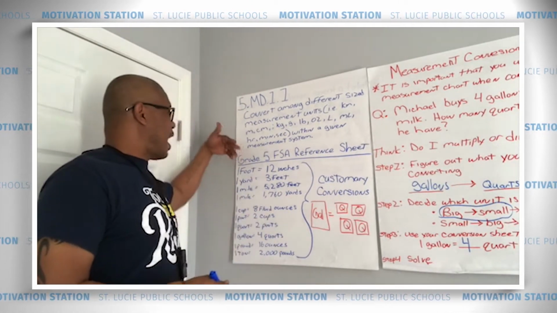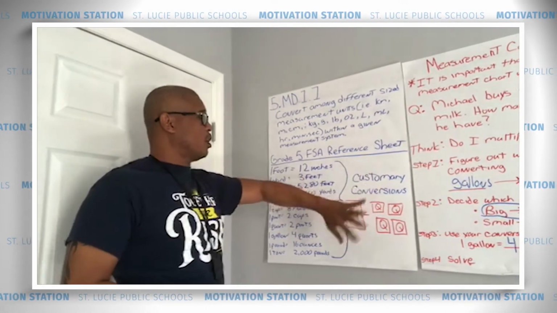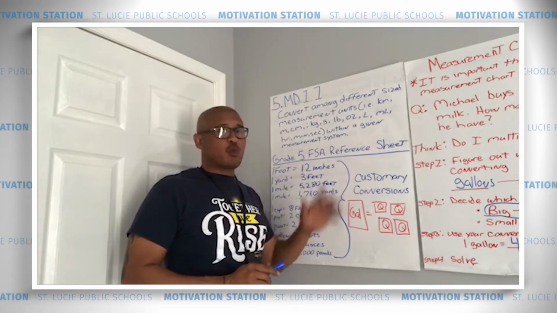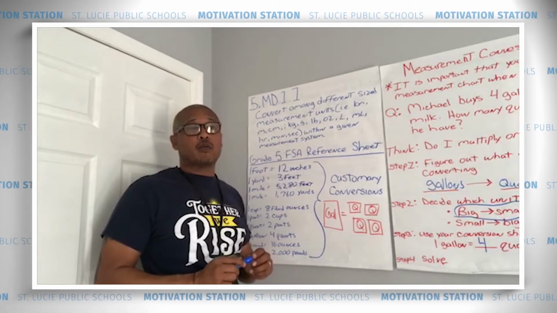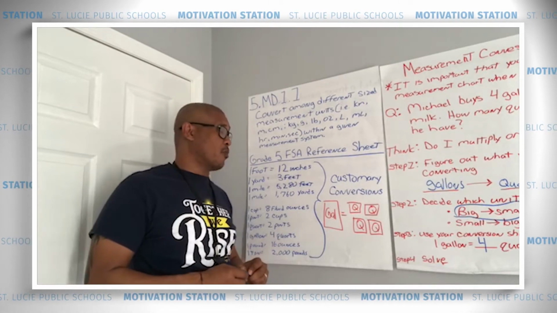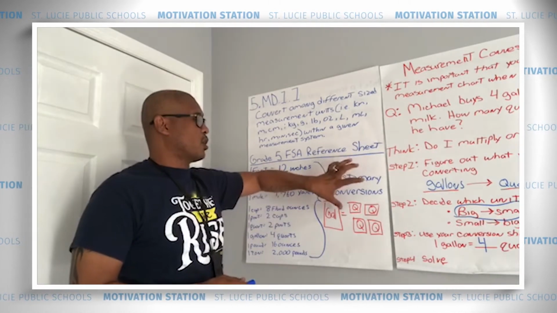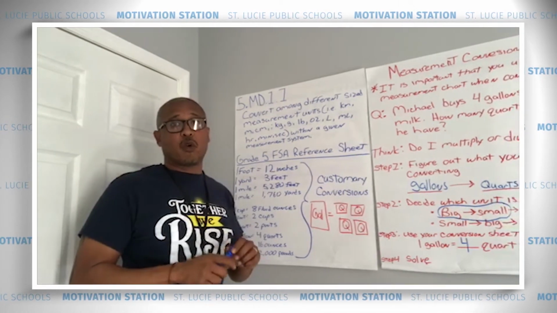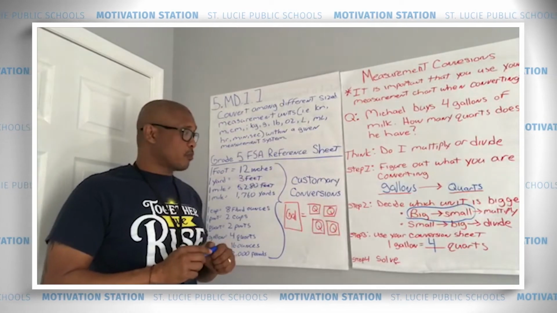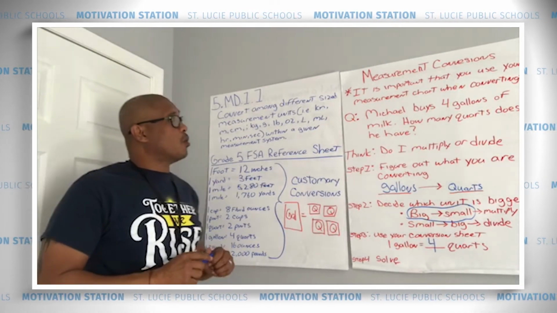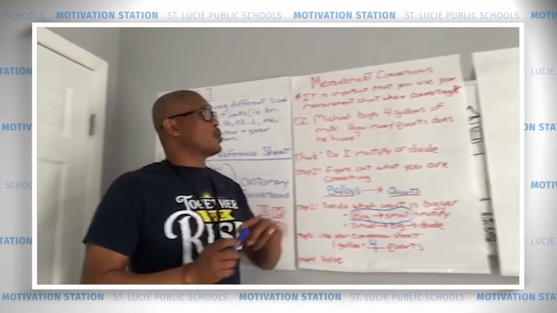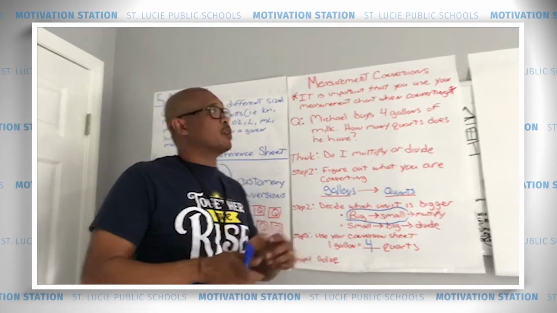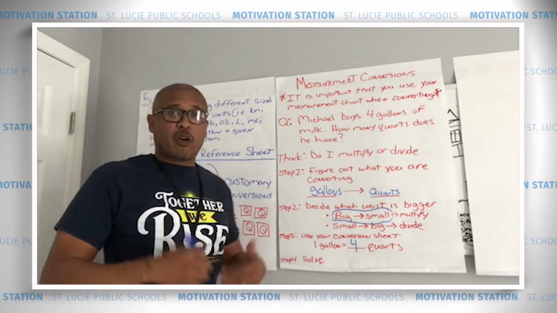So in front of me, this is your grade 5 FSA reference sheet. This is what you should have in front of you at all times when you are trying to convert units of measurements. I listed out the customary conversions, because that's what today's lesson is going to be on. It is important that you use your measurement chart when converting, because how are you going to convert without that in front of you? So we're going to go ahead and start our lesson.